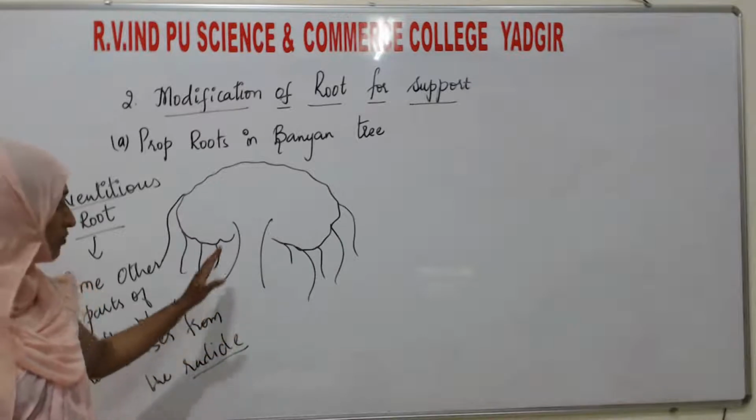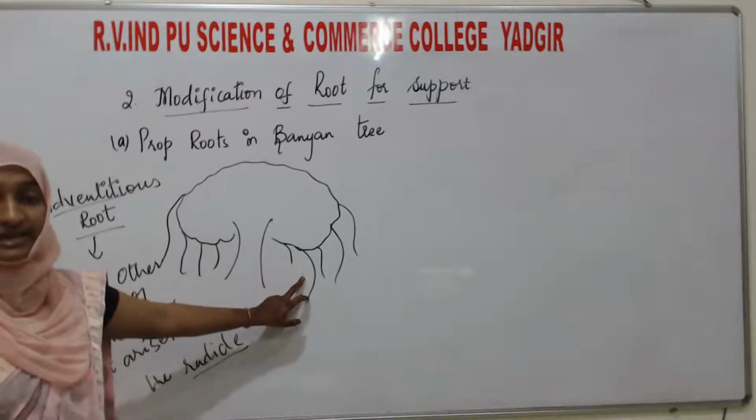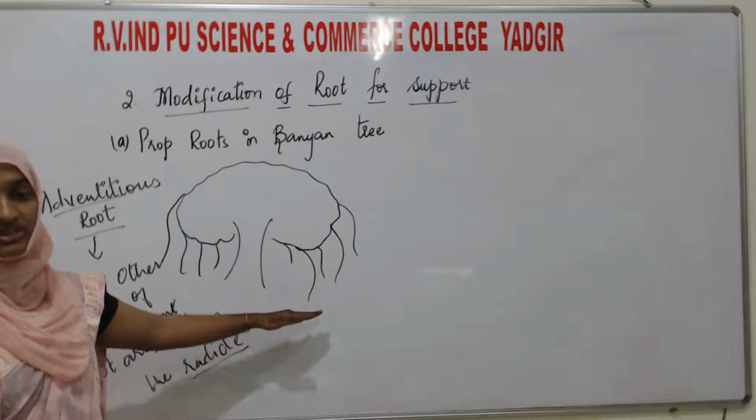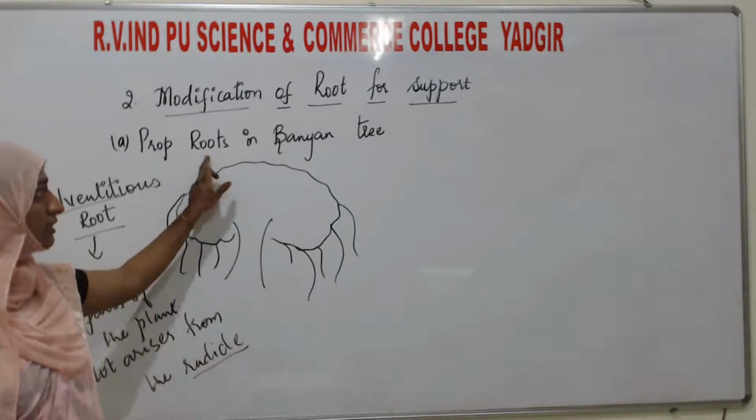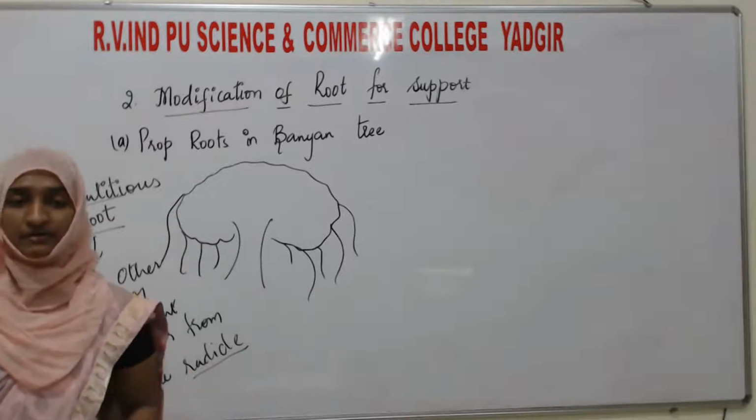So that type of root, we can see how the roots are hanging here, arising from the stems or branches of the plant. This type of root we can call the crop root. How it is modified, we will see here.